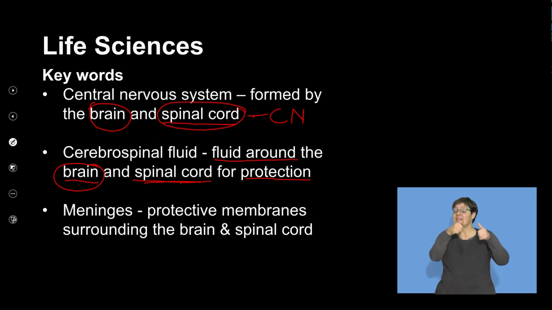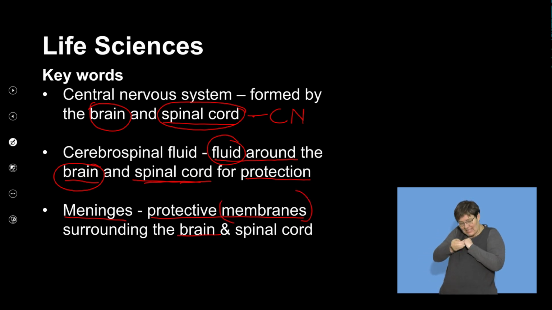Then we have another new word here, meninges. Again, this is a membrane. The first one is a fluid, then we are talking about a membrane that also protects the brain and the spinal cord. It is found around the brain and the spinal cord.